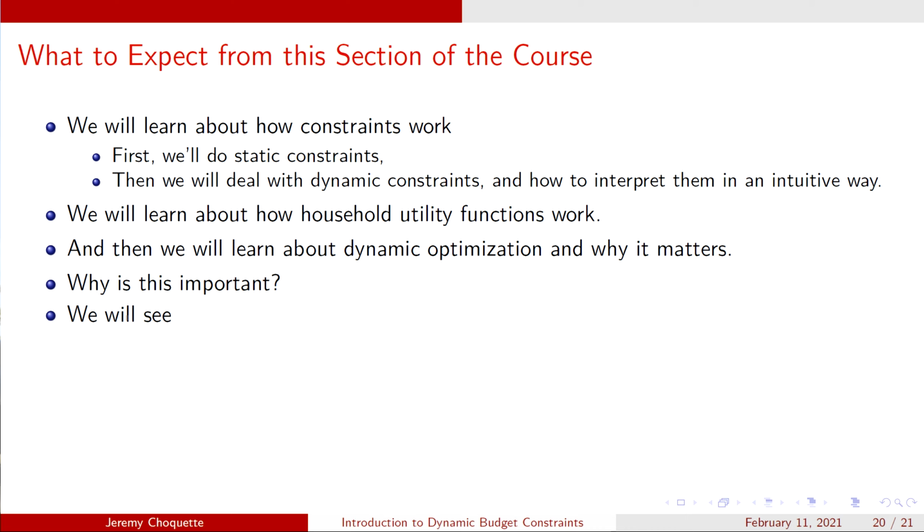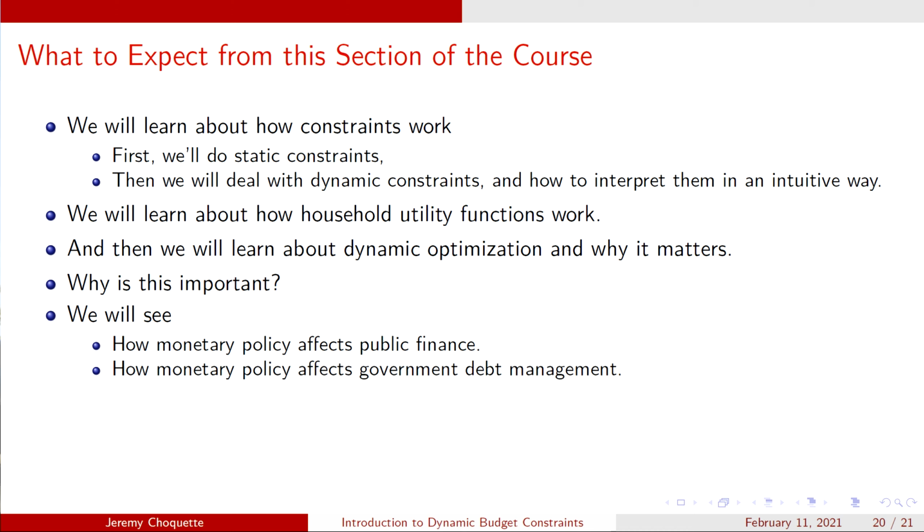Well, to think about why it's important, we'll see how monetary policy affects public finance. How does monetary policy affect the ability of the government to pay its debt? Well, okay, yeah, debt management. Pretty important stuff. We're going to talk about, and we're going to see how monetary policy affects labor markets, right?